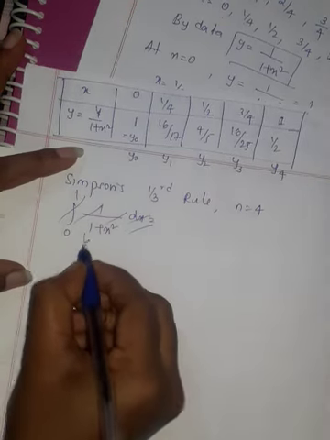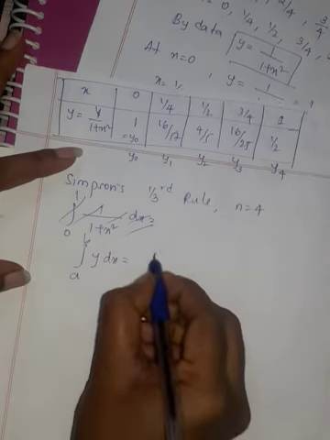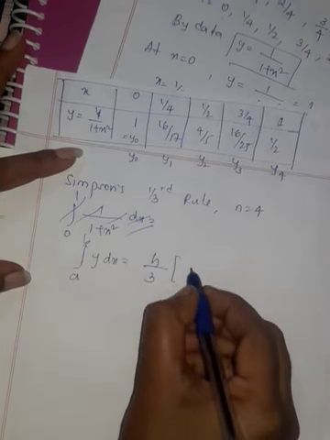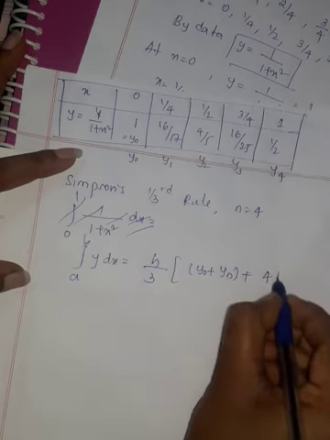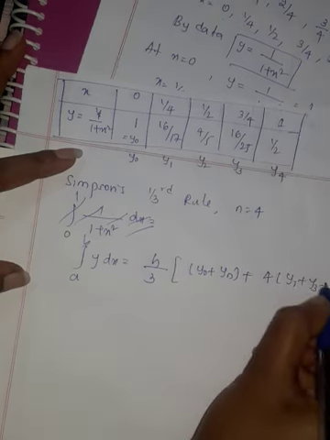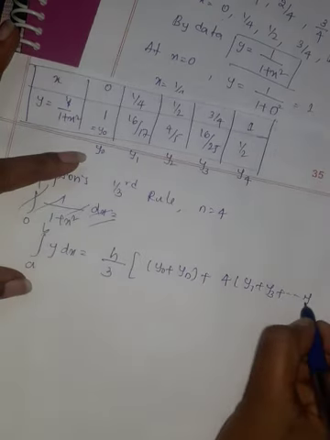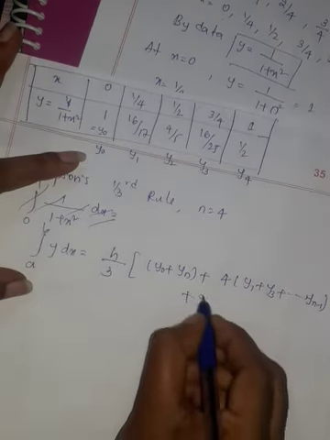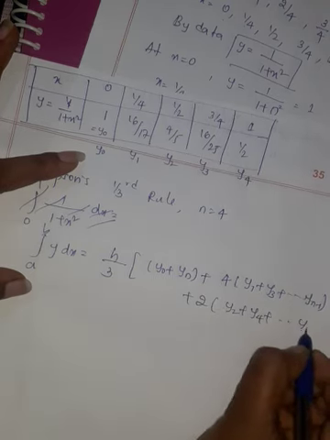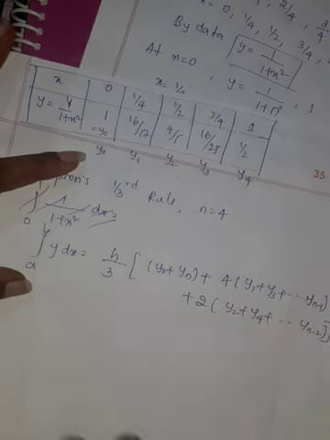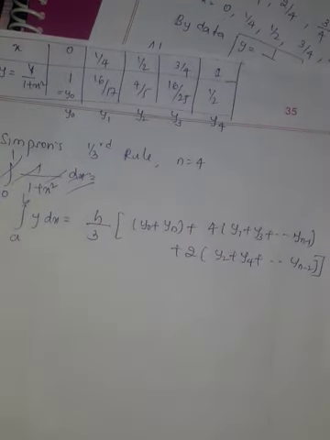Integration from a to b of y dx is given as h by 3 times [y0 plus yn plus 4 into (y1 plus y3 plus and so on, up to yn minus 1) plus 2 into (y2 plus y4 plus and so on, up to yn minus 2)]. This is our general Simpson's formula.